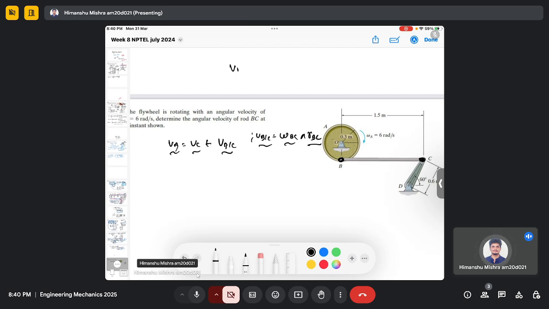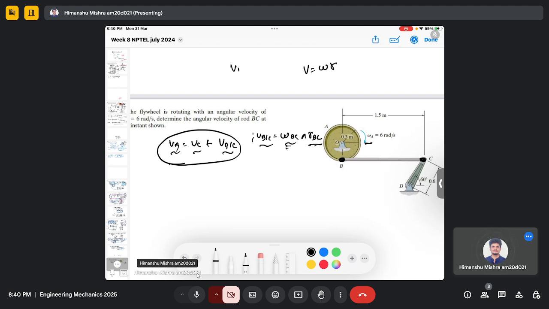So in order to use this formula, first we need to identify all the vectors VB, VC, and this omega BC and RBC. So VB is this. We have already been given omega A, and we know that V can be written as omega R. In vector form it is omega cross R. So we are given omega here, which is 6 rad/s, and this is the radius 0.3. Then this velocity will be omega R, so 0.3 multiplied by 6, so this velocity will be 1.8.